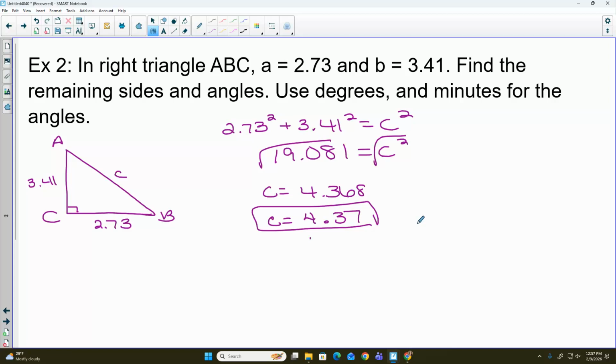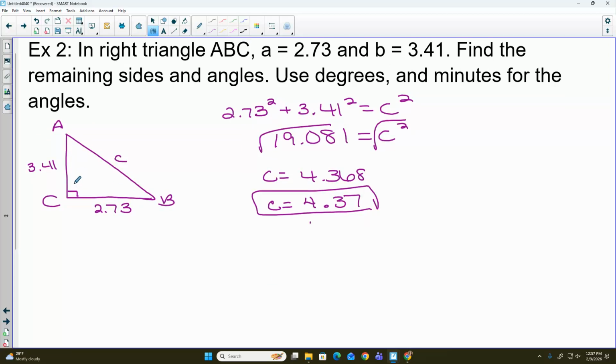All right. Now I need an angle. I only have the right angle here, so we can't just subtract from 90. If I want angle A, let's use a trig function. This is my opposite side and that's my adjacent side. What trig function uses opposite and adjacent? I could say the tangent of angle A is equal to 2.73 over 3.41.